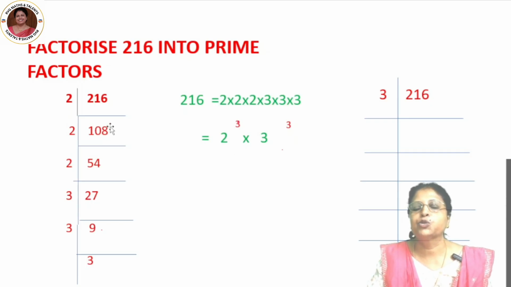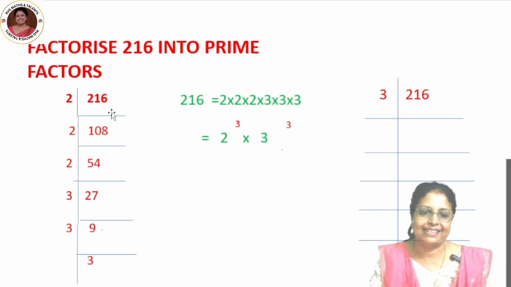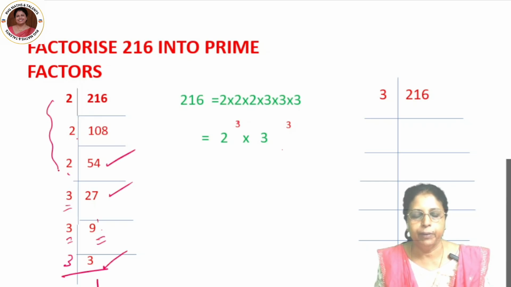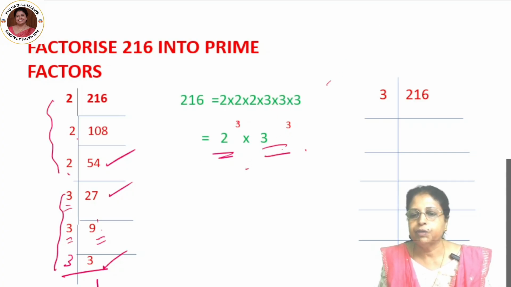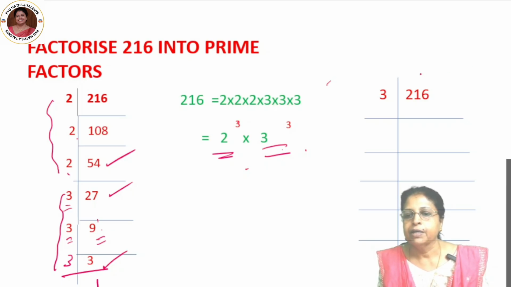Then next comes 216. 216 is factorized like this. We are getting 2 how many times? 3 times. And 3 how many times? 3 times. We can do it in this way also, that means we can start with 3 here.